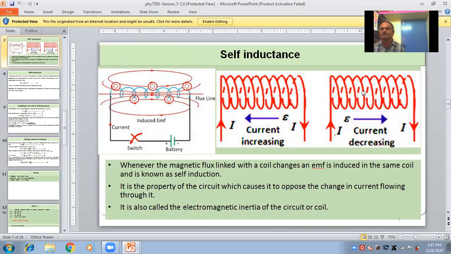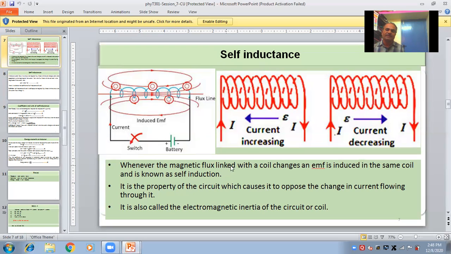Here, current decreasing means the flux associated with this coil is decreasing. That means you are moving the bar magnet away from the coil, which leads to a decrease of the current. These things are explained in this diagram. It is the same diagram, used for this phenomenon.